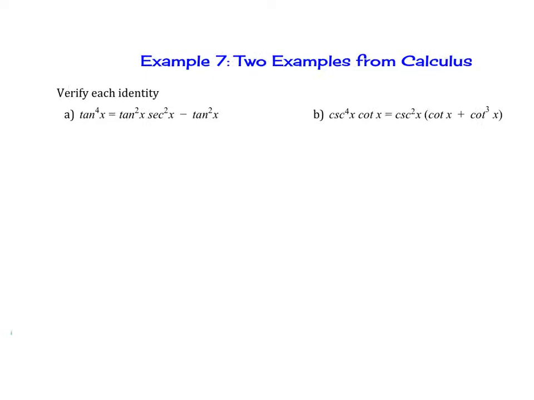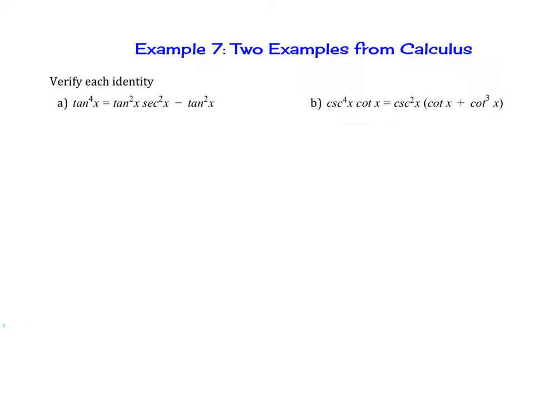Now let's do these last examples. So 2 examples from calculus. We want to verify each identity. We have tan to the 4th x equals tangent squared of x times secant squared of x minus tangent squared of x. Let's work on the right side.